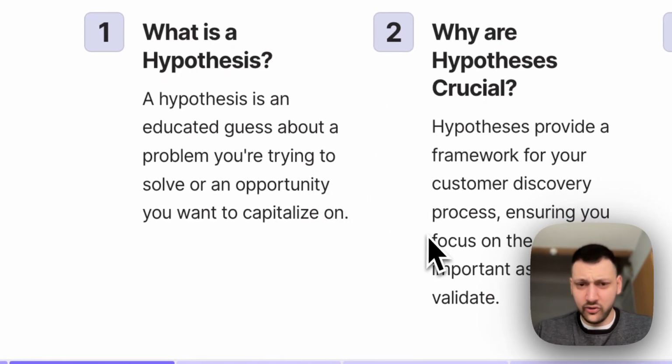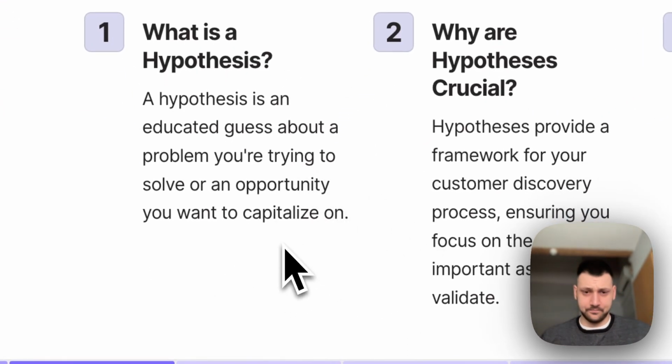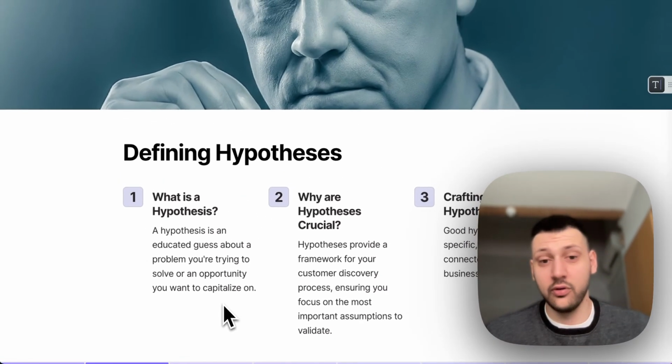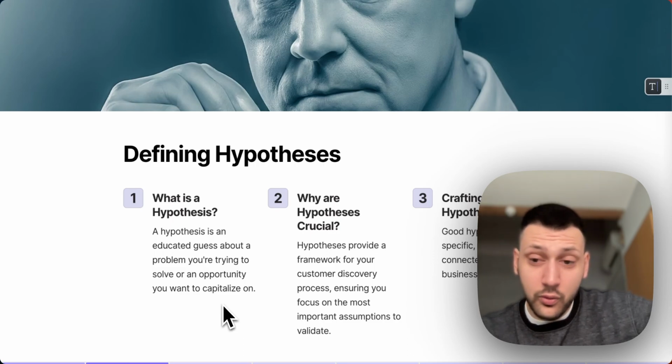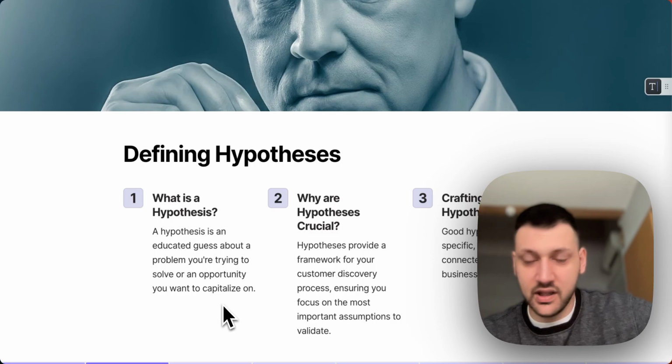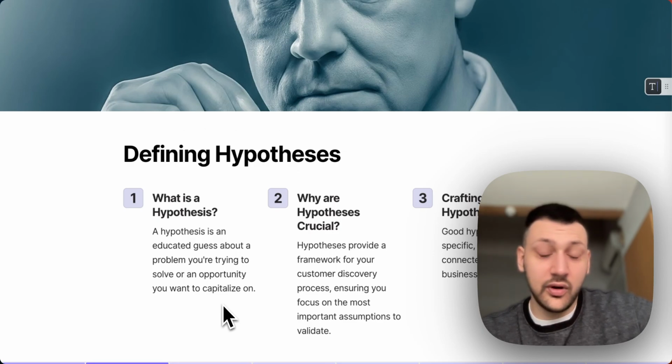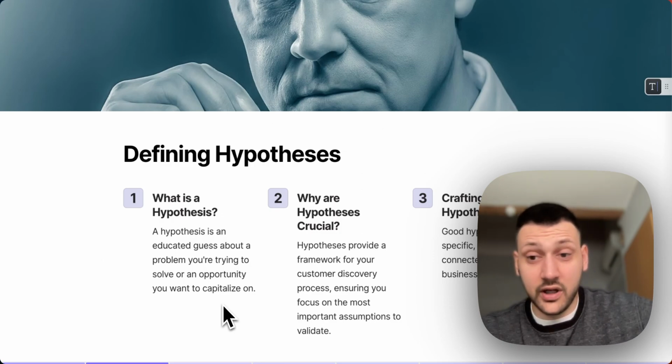So why is this hypothesis crucial? Basically, it's a framework for our customer discovery process. And if we know that our hypotheses are right, we know how to talk to our clients or leads, and we also know what their problems are and what their language is. So it's the most important thing we really need to nail down. And an effective hypothesis is a very specific and testable one, which is also connected to our business goals.